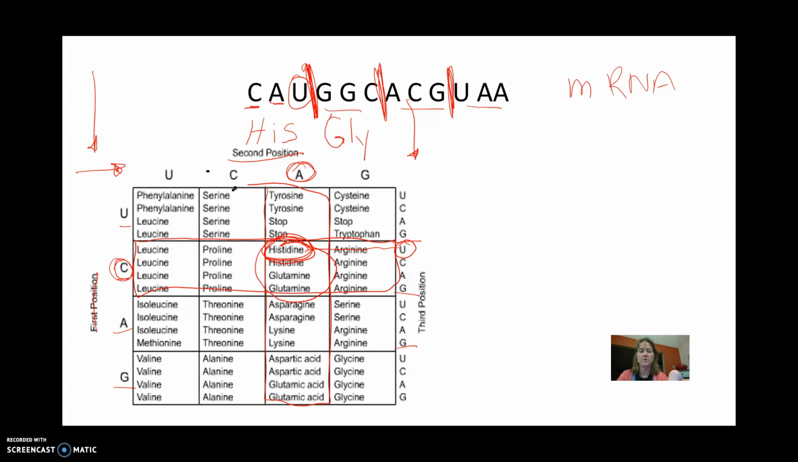Okay, so if you were to go through and do this, then you should find that you have THR, and this should say stop. So you should have gotten glycine, GLY, for GGC, and you should have gotten threonine, THR, for ACG, and then you should have gotten a stop codon for UAA. Okay, so that's basically how this messenger RNA table works.